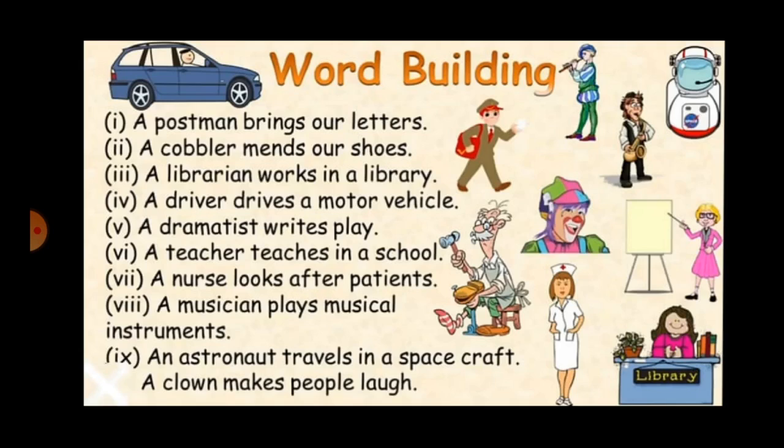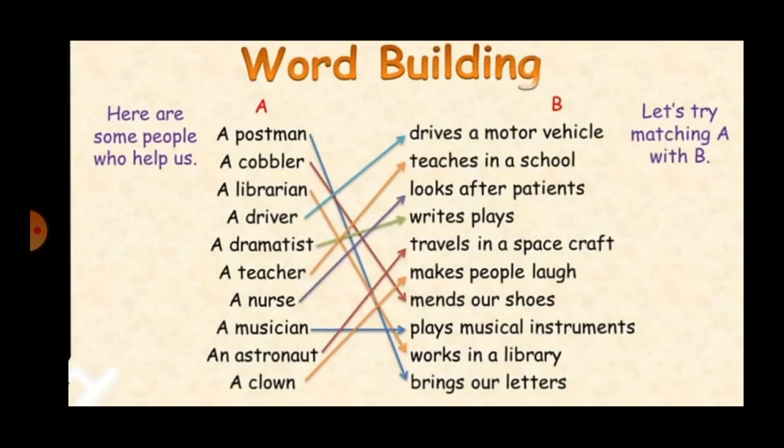Next exercise is word building. In word building, first you have to match this column A with column B. In column A, there are some people who help us, and in column B, there are the work these helpers do. So we have to match the helper with his correct work.